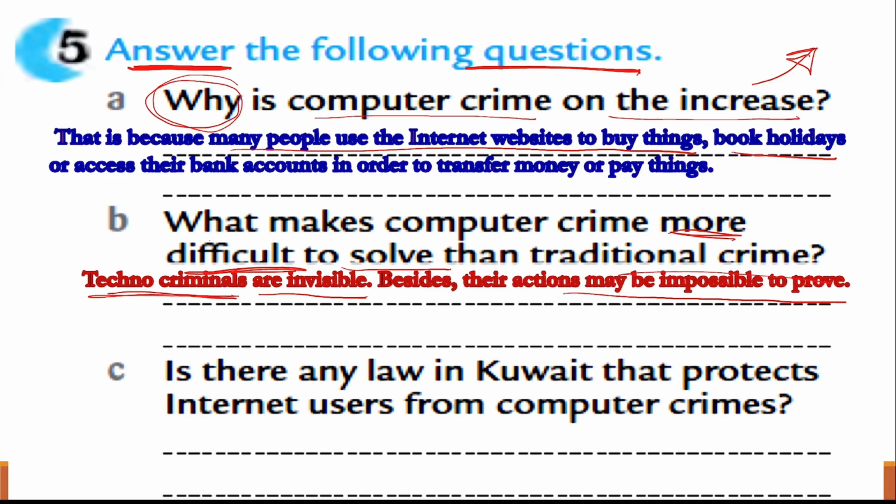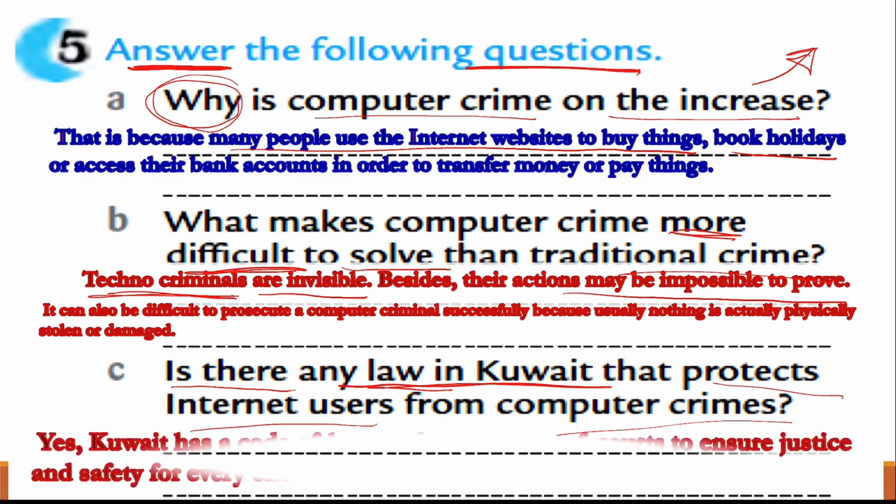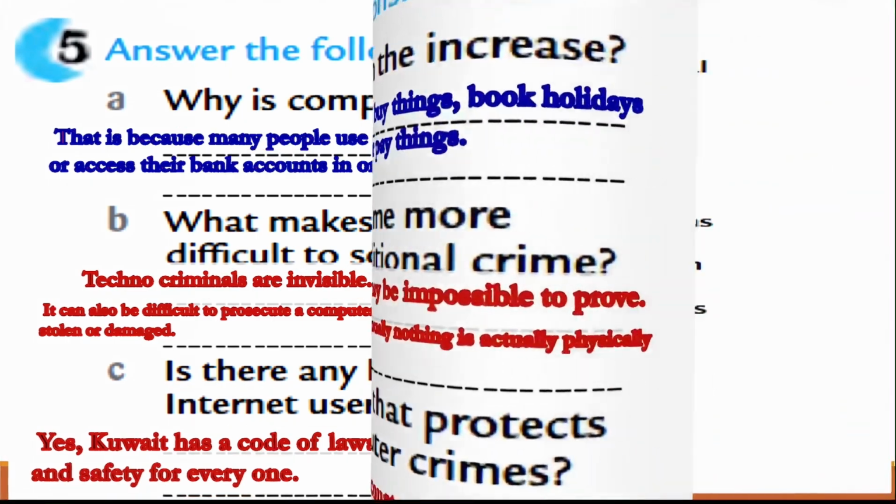And the last question here, C, is there any law in Kuwait? Now this is about Kuwait that protects internet users from computer crimes. You think about this and you write what you know. Okay. We can say yes, Kuwait has a code of laws. Okay, and many types of courts to ensure justice and safety for everyone. And we have the internet police, and you can also write this and your opinion.